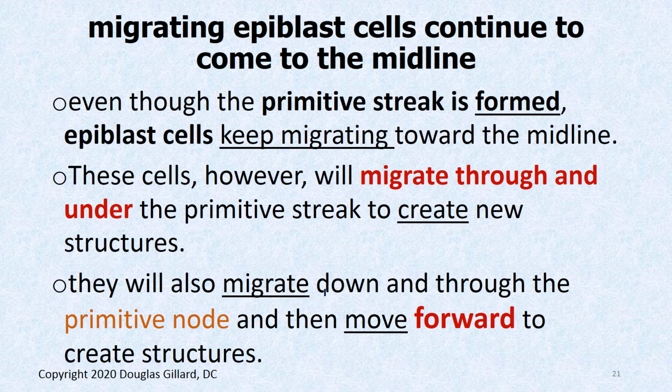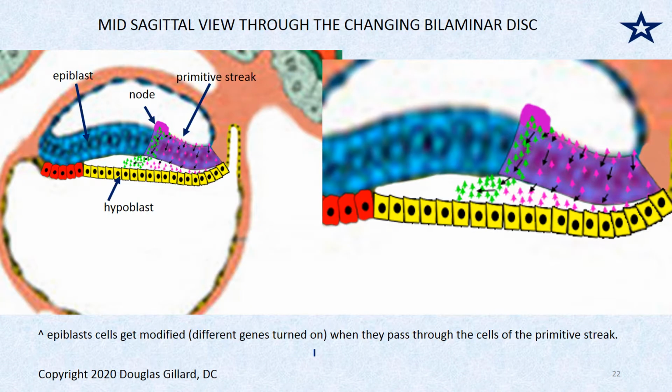All right, they'll also, let's see, what else? Get back on my slides here. They'll migrate through and under the streak to create new structures. Great. They'll also migrate down and through the primitive node. And then another batch of them will actually move forward in the midline. There are 3 waves of cells that will actually go forward. So we'll talk about those.